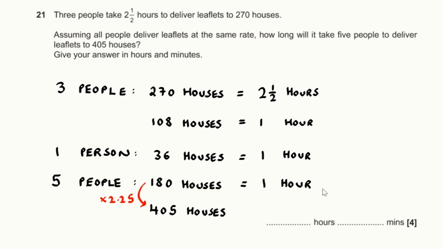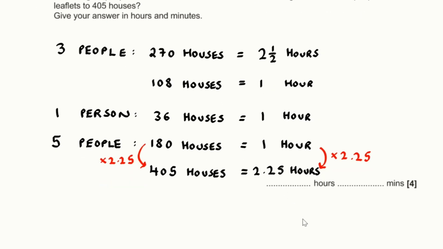And we also have to do the same thing here. We also have to multiply by 2.25. So it takes 2.25 hours. And what this is equal to is 2 hours and 15 minutes. 0.25 hours is the same as 15 minutes. So this is the final answer.